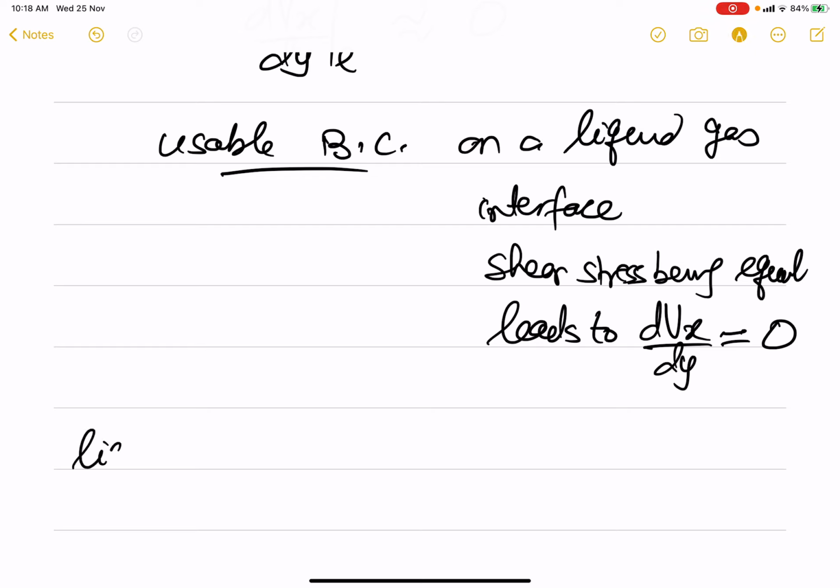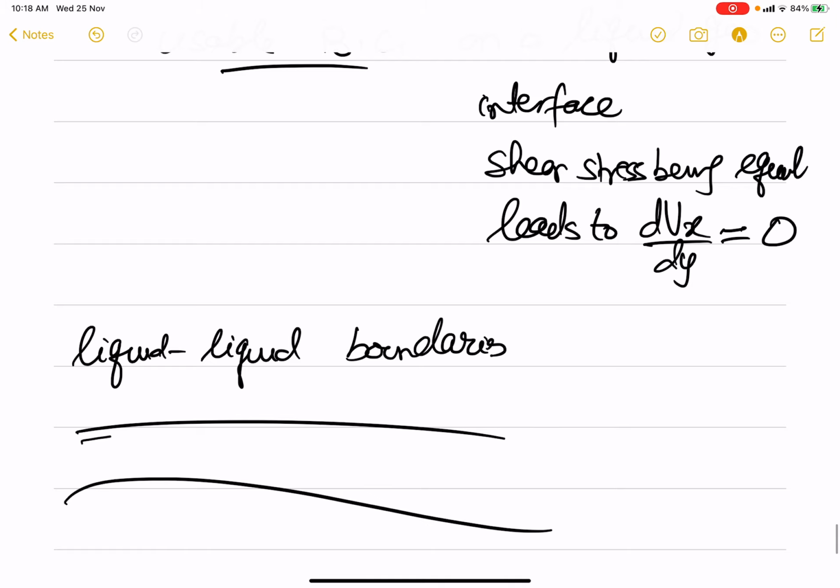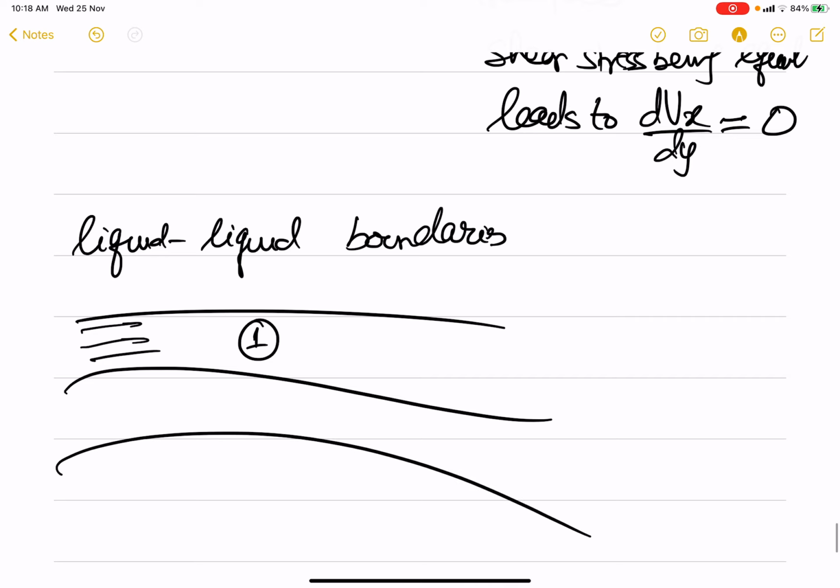Now we have not talked of liquid-liquid boundaries. So we could have a flow of one liquid on top of another. So let's say we have oil on water.